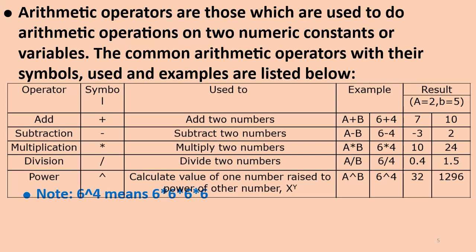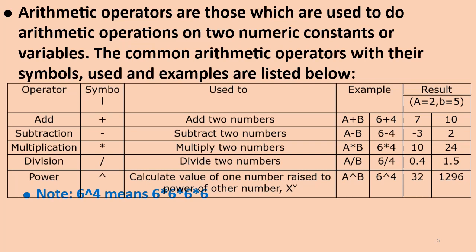Power. That is the caret sign. It is shift 6 on the keyboard. It is used to calculate the value of one number raised to the power of another number, say x to the power y. Here, a to the power b or 6 to the power 4. 2 to the power 5 means I am multiplying 2 five times. Therefore, I have got the answer 32.